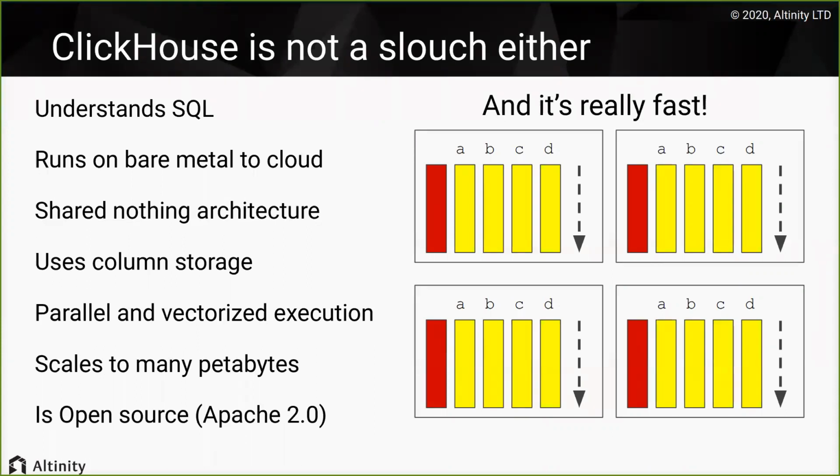Speaking of storage, we store the data in columns. So instead of storing it as a row, as you would in InnoDB, where if you have an accounting record, all the data for a single row would be in the same place in storage, we instead put all the columns in the same place. Those columns are highly compressed, and they're also sorted.